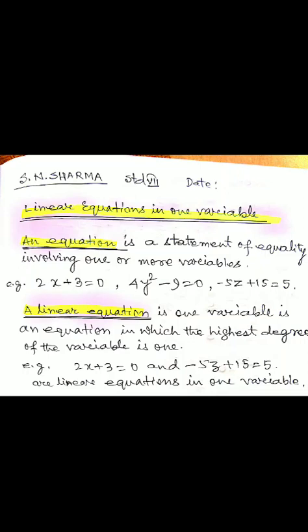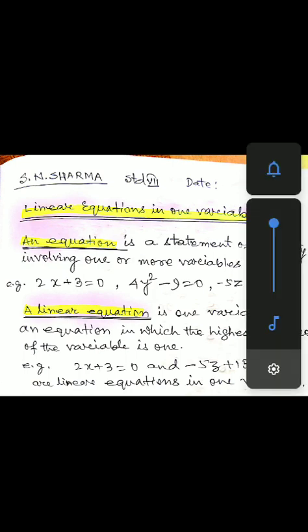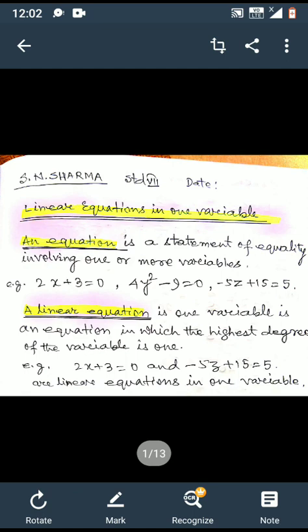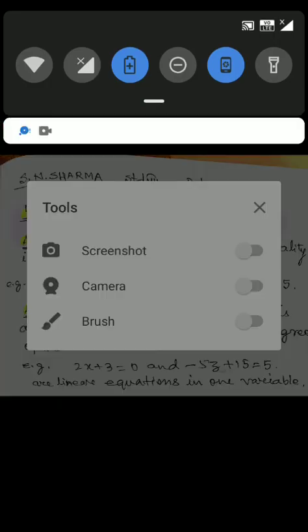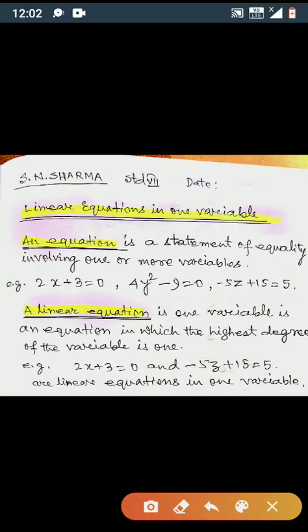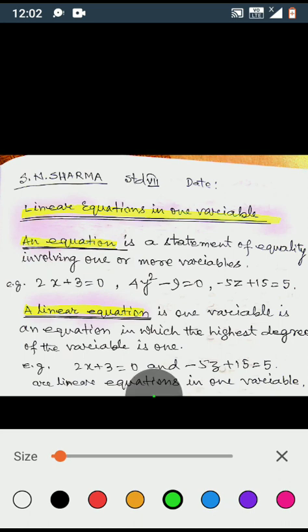My dear students, today I will discuss linear equations in one variable. An equation is a statement of equality involving one or more variables. For example, 2x + 3 = 0, 4y² − 9 = 0, −5z + 15 = 5.